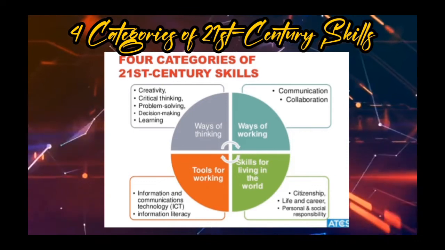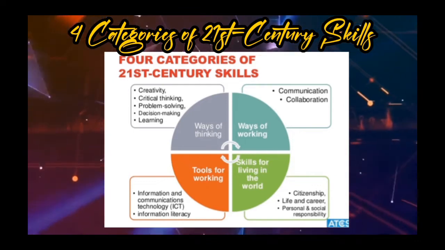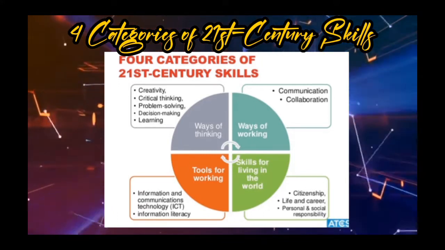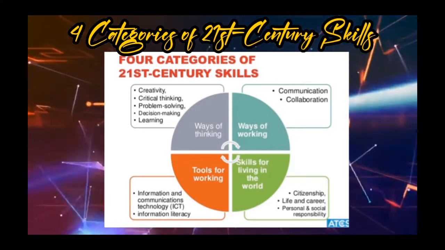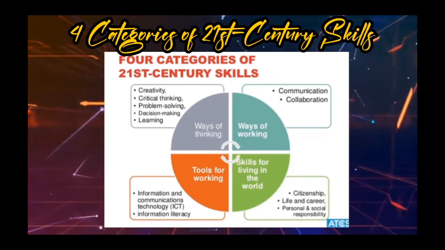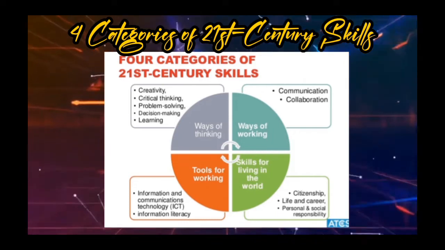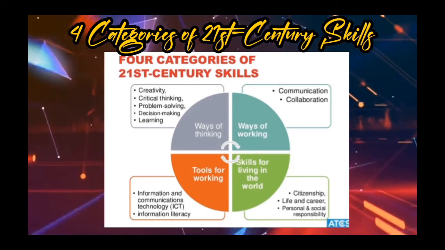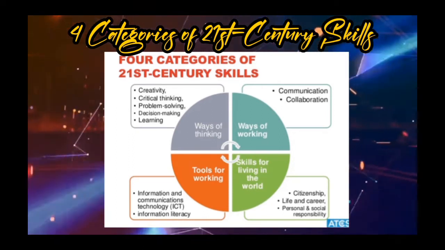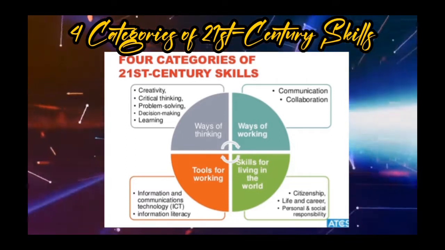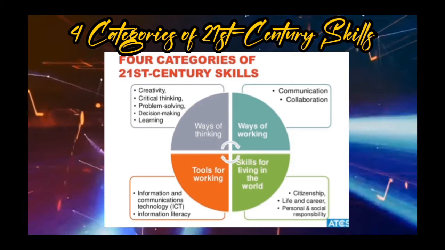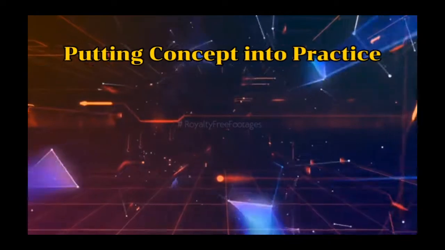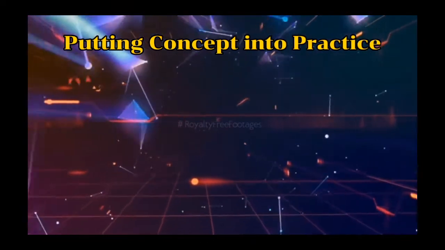The second is the ways of working, or how a team collaborates. It should lead to connection, belonging, trust, speed, and momentum. For the tools for working, this is where information and communication technology, or ICT, and information literacy belong. For the skills for living in the world, this is where citizenship, life and career, and personal and social responsibility belong. Let's now move on into putting concepts into practice.